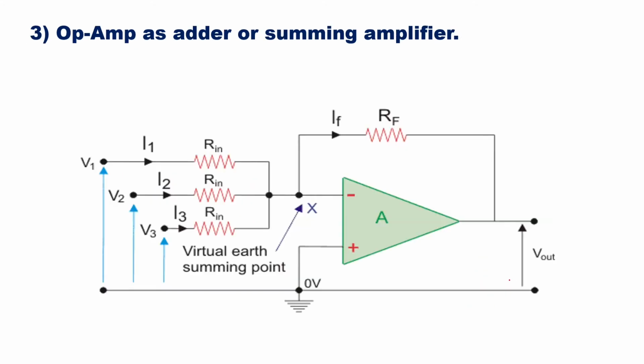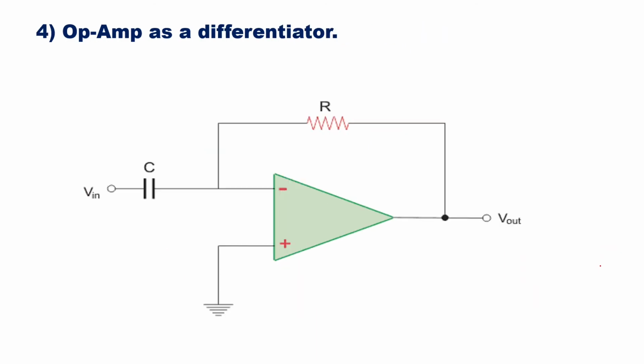Okay. Then you can use op-amp as an adder or a summer amplifier. So here the output V out will be equal to the sum of the input voltages. So V1 plus V2 plus V3. Okay. So the V1, V2, V3 are the input voltages. So the output will be summation of the three inputs. So it is acting as an adder or summing amplifier.